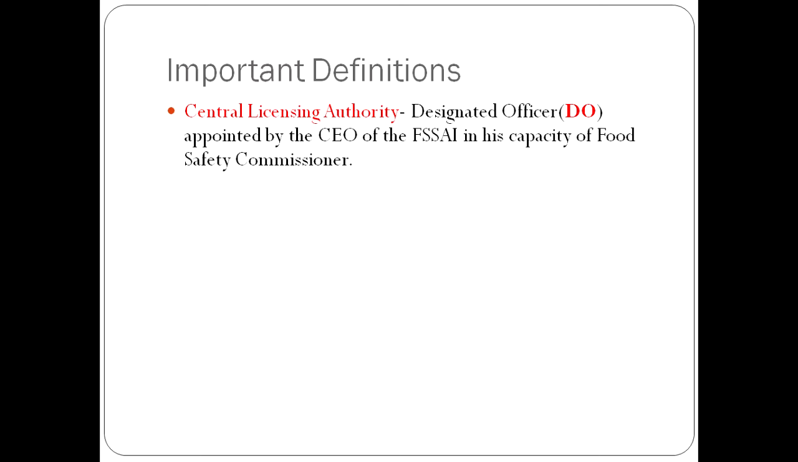Central Licensing Authority is a designated officer who is appointed by the Chief Executive Officer, that is the CEO of the FSSAI, in his capacity of Food Commissioner. Since he is a Food Commissioner, he is appointing the designated officer as a Central Licensing Authority. Please remember this thing. In the future slides, I will be mentioning designated officer as DO and Chief Executive Officer as CEO. So Central Licensing Authority is a designated officer appointed by the CEO of FSSAI.